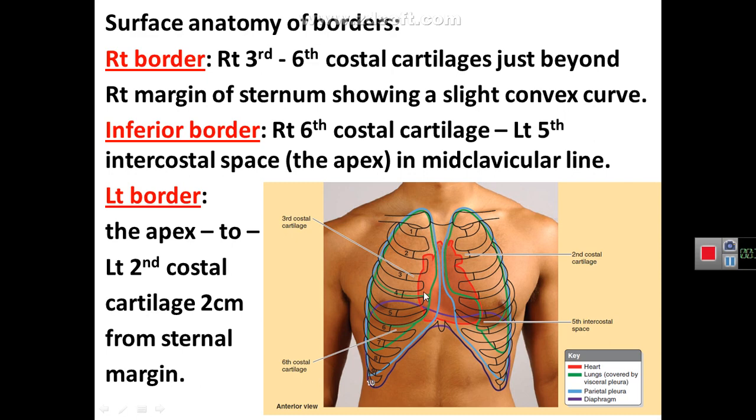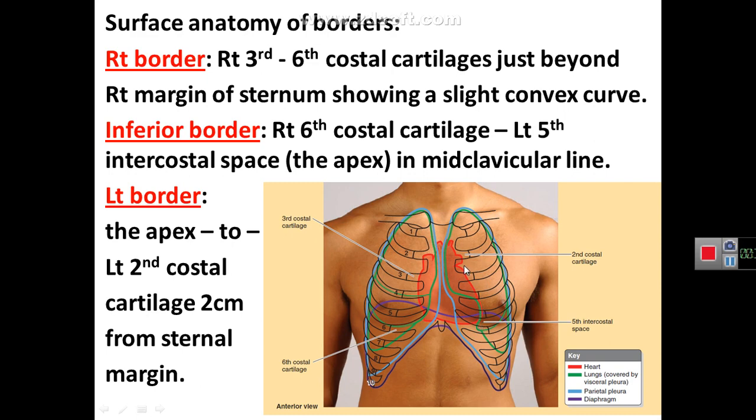And the inferior border, which is this one, is drawn by a line joining the right 6th costal cartilage, which is the lower end of the right border, with a point in the 5th intercostal space at the mid-clavicular line. And this point, at the 5th intercostal space in the mid-clavicular line, is the apex of the heart.